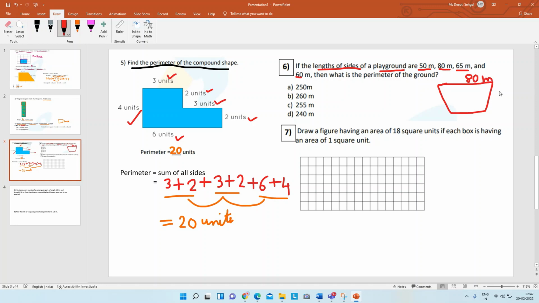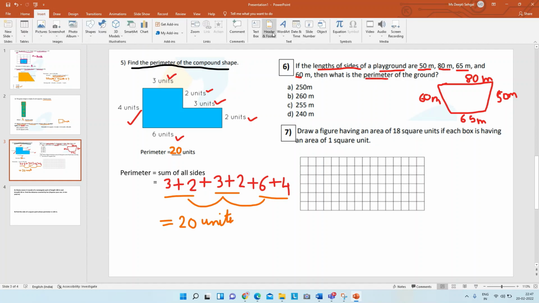So 80 meter, this is 50 meter, then next is 65 meter, and the last one is 60 meters. So this is the playground shape. Now we need to find the perimeter of the ground. So what is the formula to find the perimeter of the ground? The formula is perimeter is equal to sum of all sides.